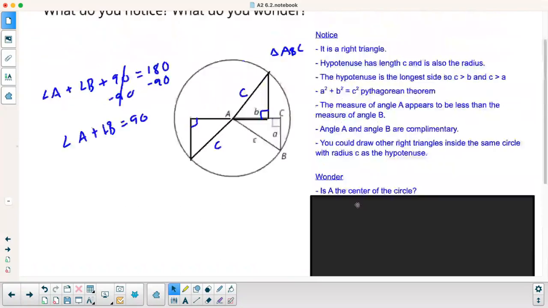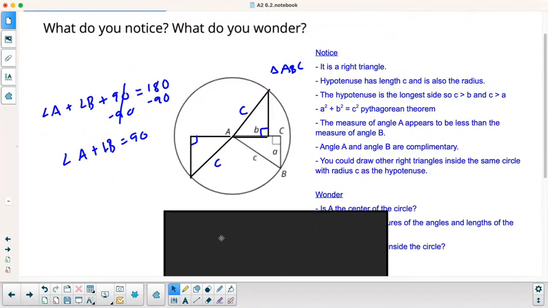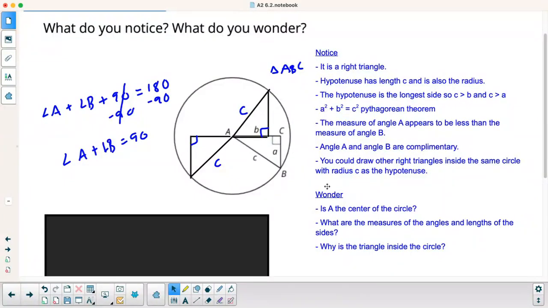All right, wonder. Is A the center of the circle? I'm just going to get rid of this. What are the measures of the angles and lengths of the sides? Let me get rid of some of this stuff, I drew a lot on here. So, what are the measures? How many degrees are the angles? What's the length of the sides on the triangle?